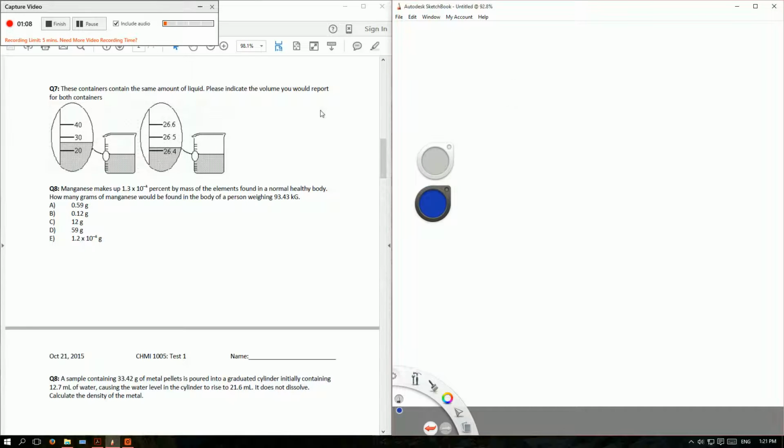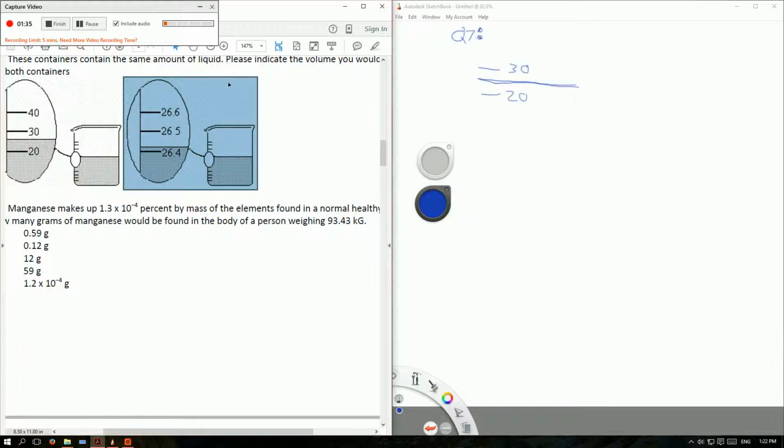Contains the same amount of liquid, please indicate the volume you would report for both of these. So for question 7, this is the very first one. You have 30 here and you have 20, right? And your water level is somewhere in between. And it's the same thing for this one.